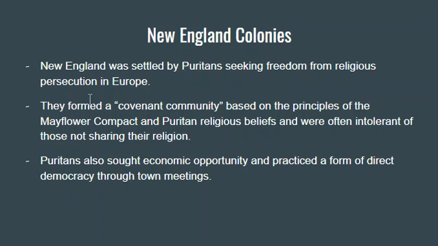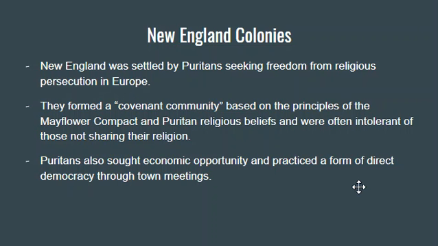And they formed what's called a covenant community based on the principles of the Mayflower Compact and Puritan religious beliefs. And they were actually intolerant of those not sharing their religion. So if you went to New England during this time and you were Christian or Catholic or Muslim, they would not want you there. They only wanted people who were Puritan. They were intolerant. They also sought economic opportunity and practiced a form of direct democracy through town meetings.